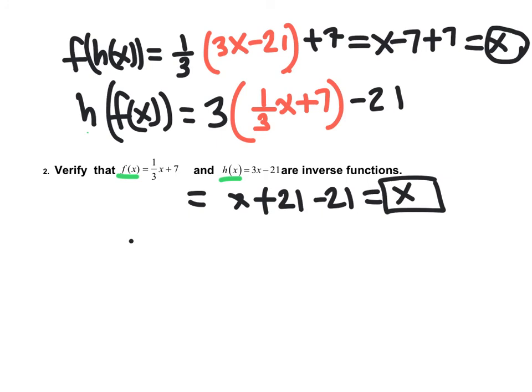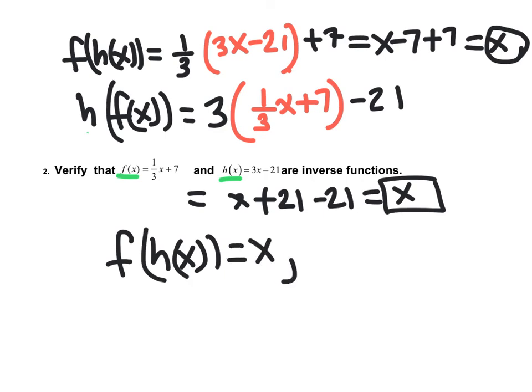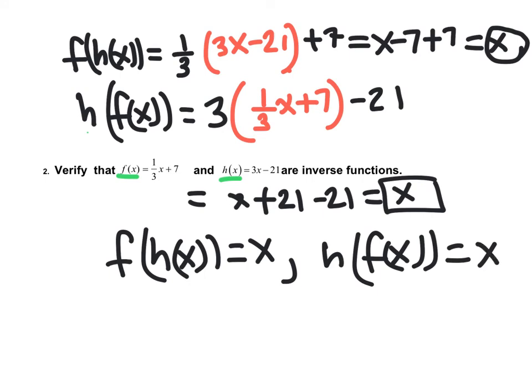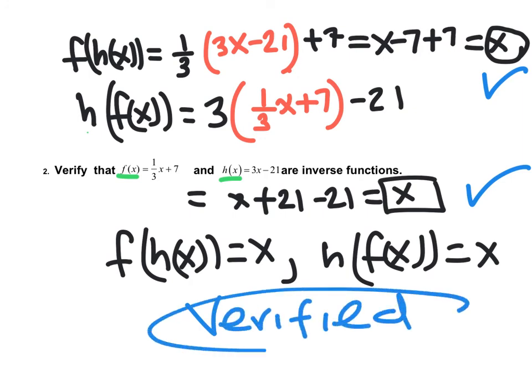Why? Because f of h of x is equal to x, and I also found that h of f of x is also equal to x. So because I got these two, and those two are true, I can write here verified, and that's how we verify. One misconception I usually see is a student just doing one of them, just f of g of x or whatever variable you have, and then stopping there, but you have to show both ways.